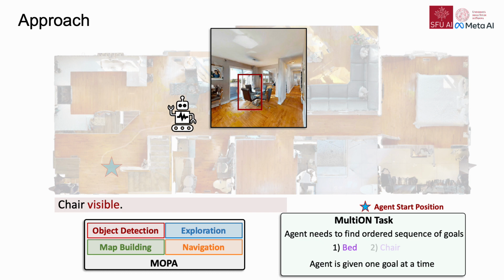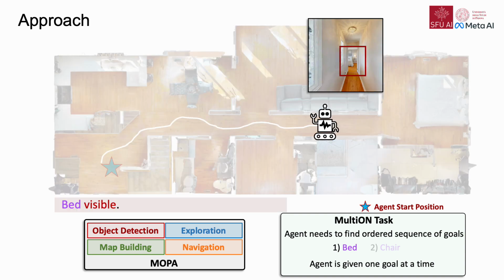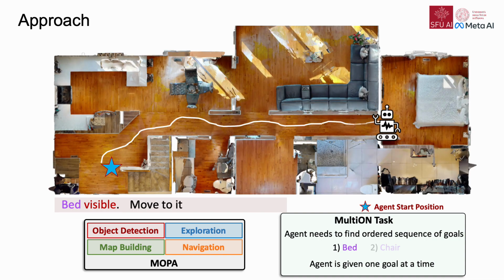As and when the agent observes an object, it memorizes it on a map through the map building module, so that it can come back to it if it appears to be a future target object. When the target is visible, the agent navigates to it. This process continues until the agent has discovered all the target objects.